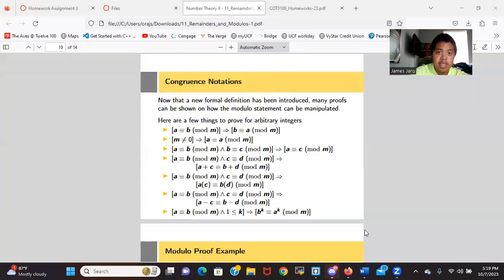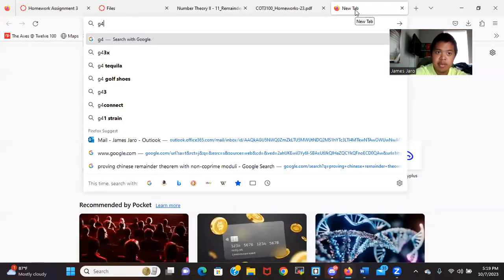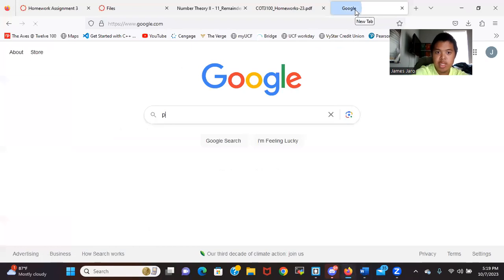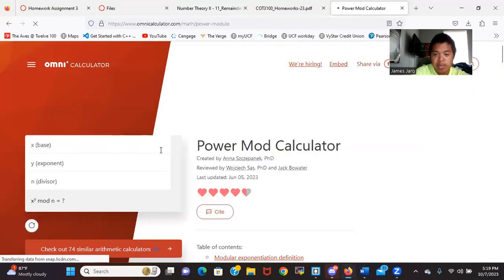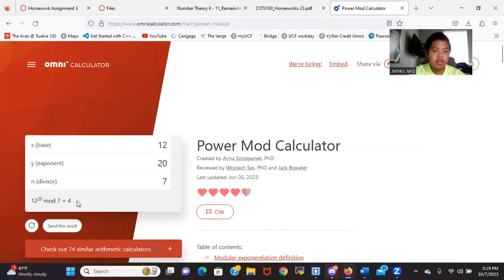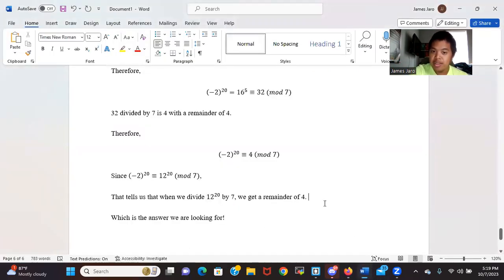And if we want to double check, let's make sure we did it correctly. This is a website that I use to check my math. So let's punch it in: 12 to the 28 mod 7. It turns out 12 to the 28 mod 7 is 4, which tells me I did do my math correctly. And so that is the answer we're looking for. When we divide 12 to the 28 by 7, we get a remainder of 4.